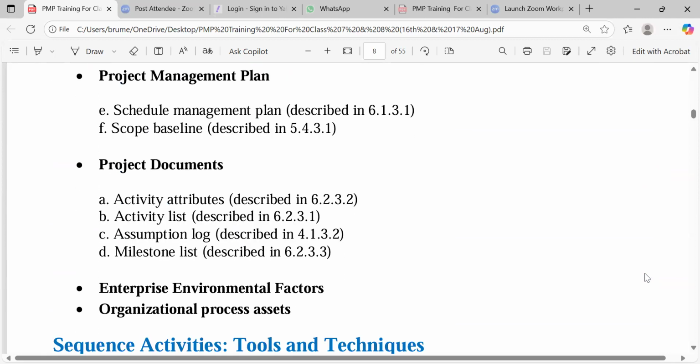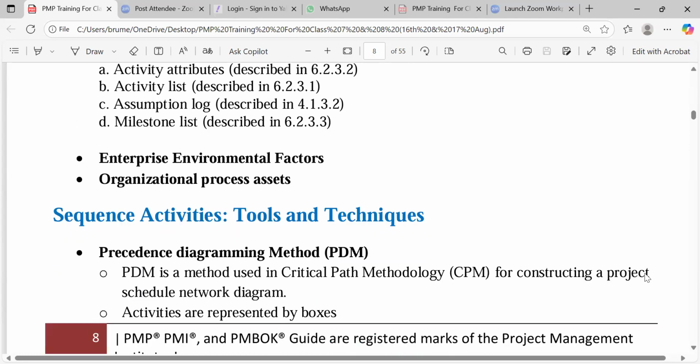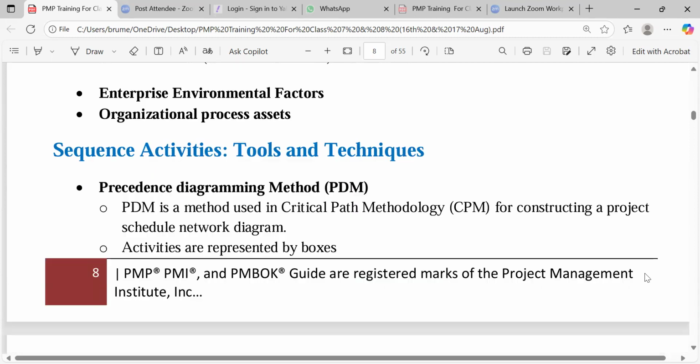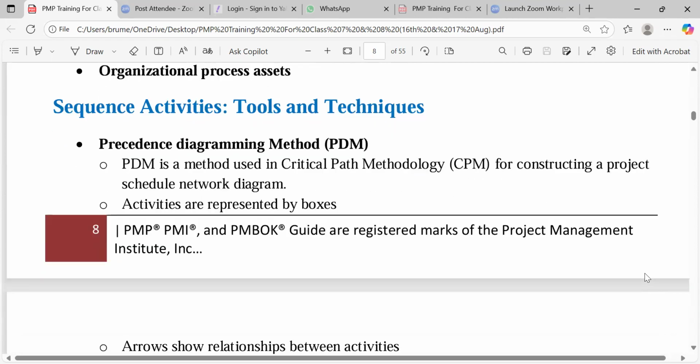So we have the project management plan as our input. We have some project documents here: the activity attributes, the activity list, the assumption logs, the milestone list. We still would check them because we want to sequence things. We want to define relationships. As for the enterprise environmental factors and the organizational process assets, what are the tools needed? The first one is called the precedence diagramming method.